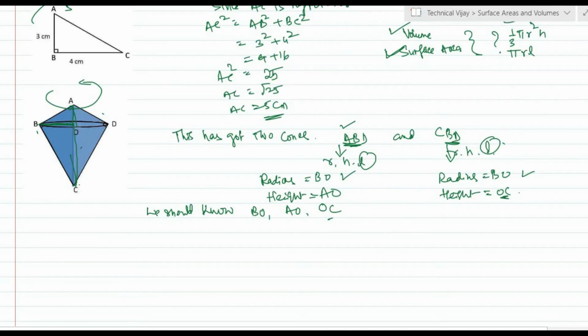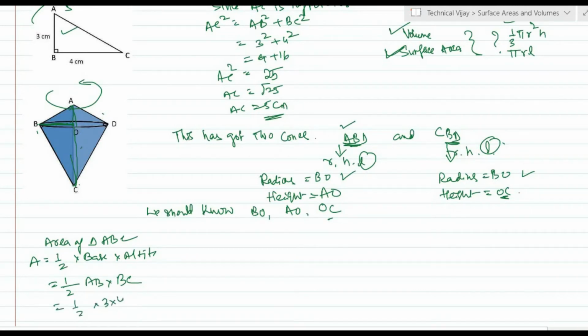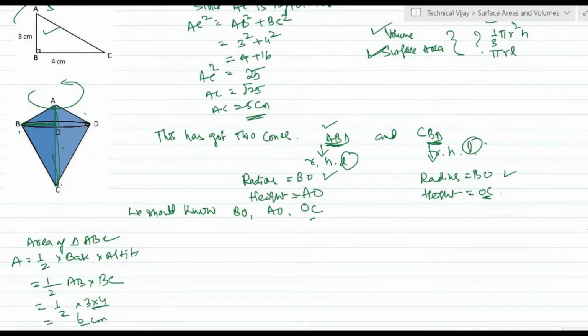Consider the area of triangle ABC. That is AB into BC, like this. So how do we calculate this area? The area is equal to half of base into altitude. Here base means AB and altitude BC. So this is half into 3 into 4, which is equal to 12 by 2, that is 6. So this is 6 centimeter square.